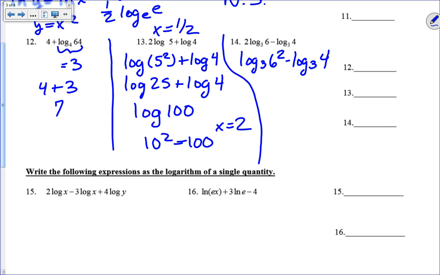We have the same bases there, so we can combine them how? With what operation? Division, right? So we would get log base 3 of 36 divided by 4, right? So what is 36 divided by 4? 9. So what is log base 3 of 9 evaluated? So 2. 3 to what power is 9? That answer would be 2. We good?